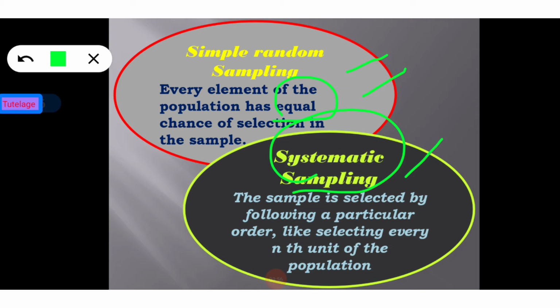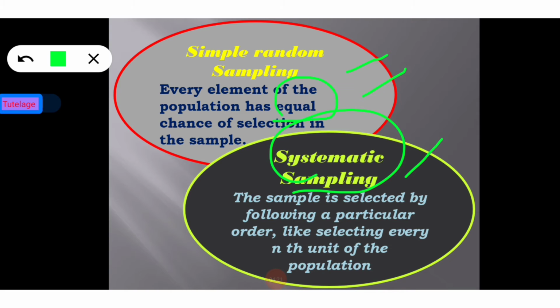But what is the advantage of simple random sampling? It is easy to use, and it is used when we have a complete or accurate sampling frame. Okay, and I think this is clear. What do you mean by a simple random sampling?